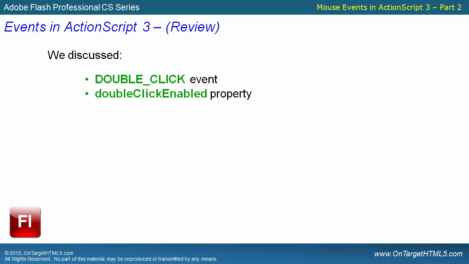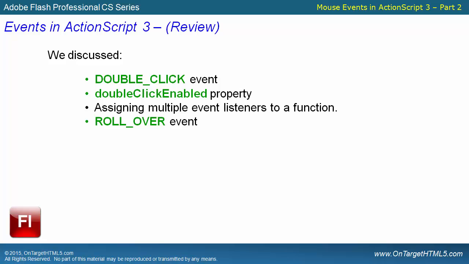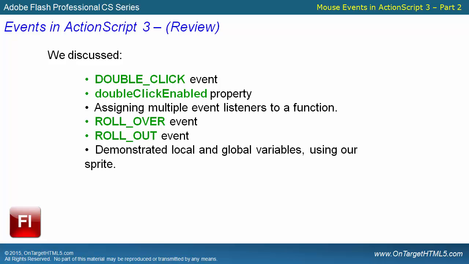We looked at the doubleClickEnabled property, that you actually have to have that property on a sprite or a symbol to enable DoubleClick to work for that particular property in ActionScript 3. We assigned multiple event listeners to a function. You actually saw this time where we had 4 different event listeners inside our same function that were being triggered based on different things that were occurring with the code. We looked at the rollover event, the rollout event. We demonstrated local and global variables once again using our sprite.